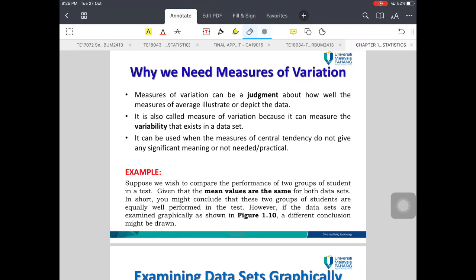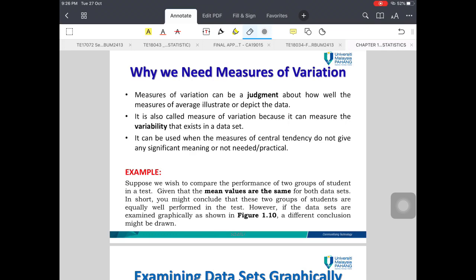Okay, why do we need measures of variation? These measures of variation can be a judgment about how well the measures of average, or measures of central tendency, illustrate or depict the data. Sometimes it is called the measures of variation because it can measure the variability that exists in the data set. So this is why we need the measures of variation. Sometimes the measures of central tendency cannot work very well, so to see the variability of the data set, we use measures of variation. It can be used when the measure of central tendency does not give any significant meaning or is not needed.